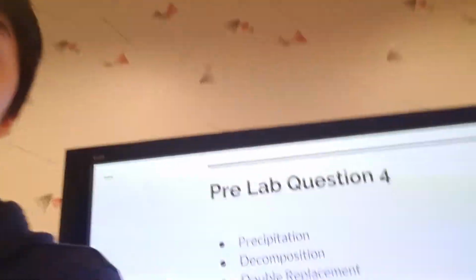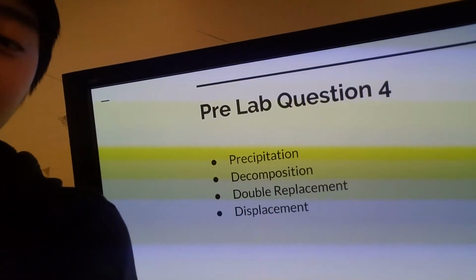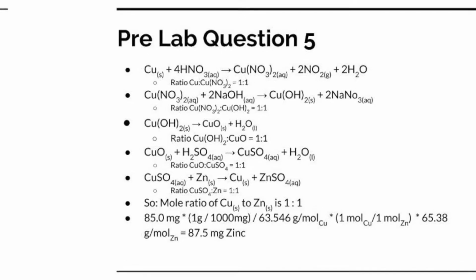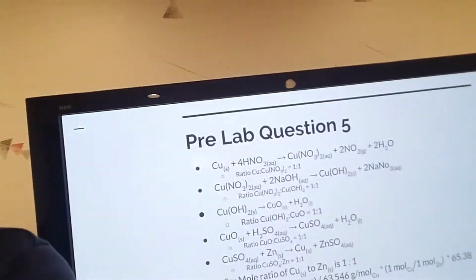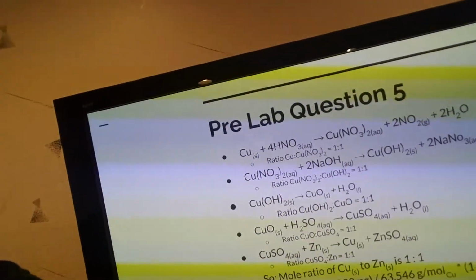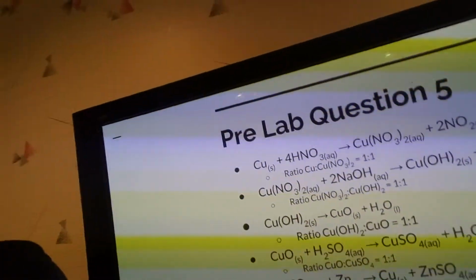In order to classify these four reactions, here is the answer. First one is a precipitation reaction, next one is decomposition, then double replacement, and finally displacement, or in some cases also called single replacement. By going through all of the reactions shown here, you can find that the ratio of copper in the initial reaction to copper as the final product is 1:1. So therefore the same amount of copper is produced that is also used.